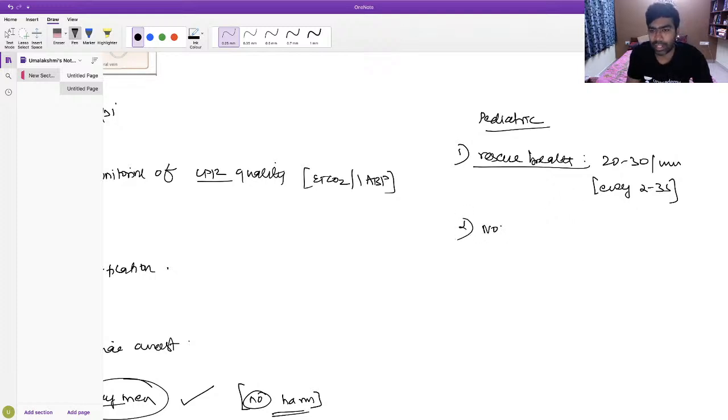And the second thing is, in pediatrics, previously cricoid pressure was told to be okay, but currently it's very clear that there is no need to give any cricoid pressure.